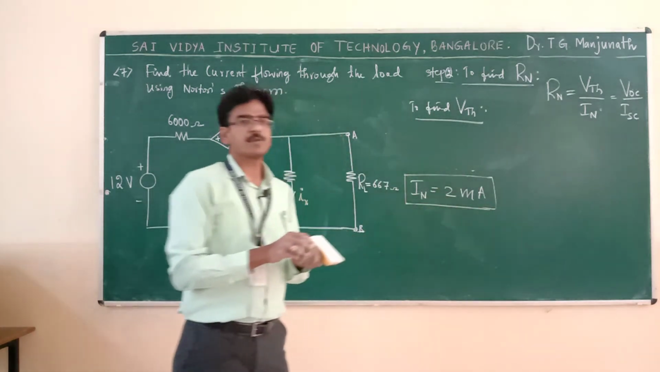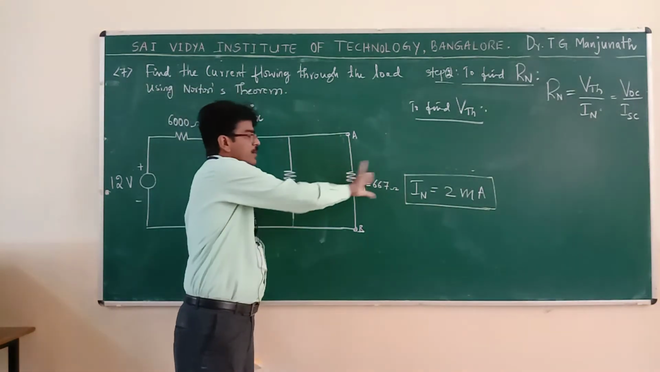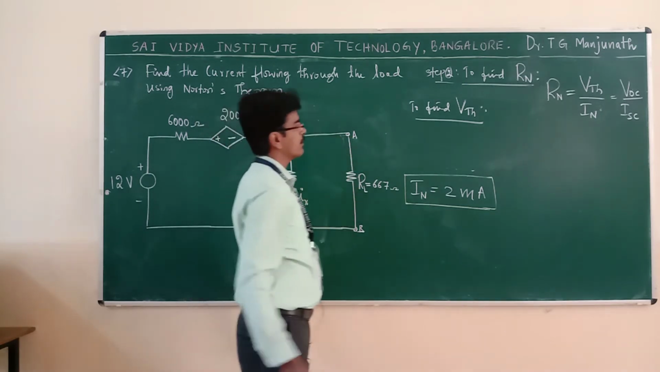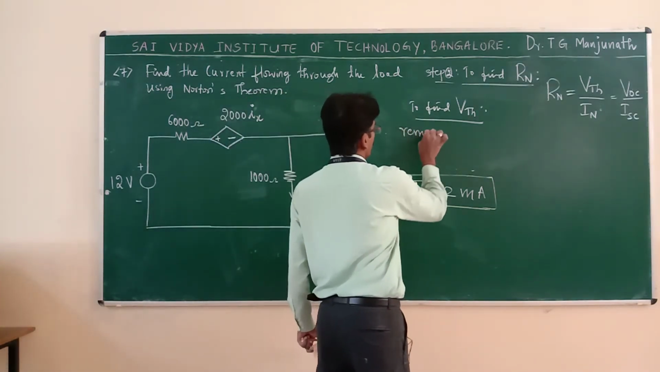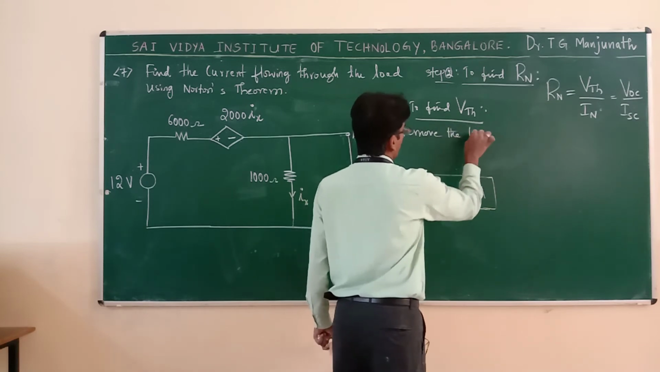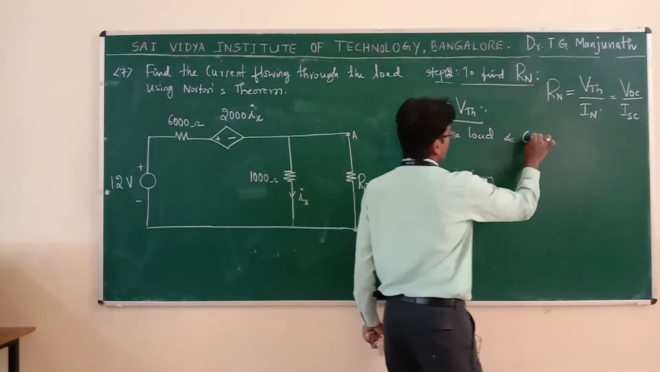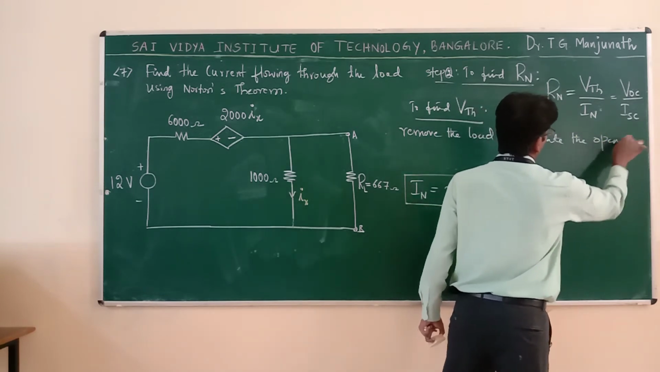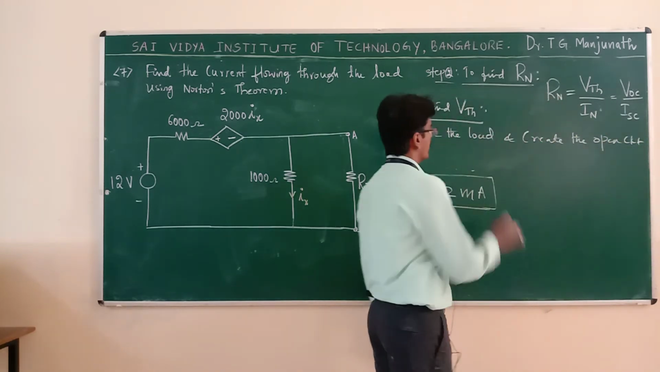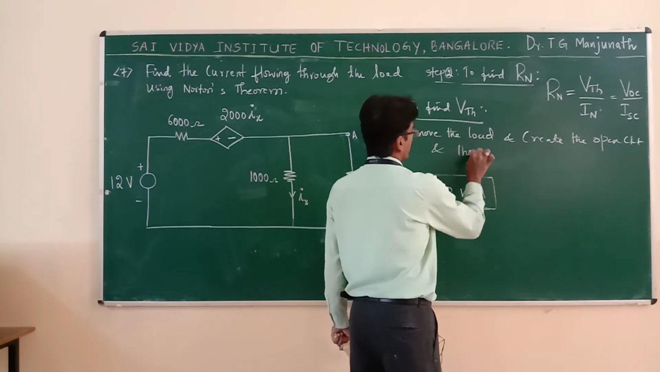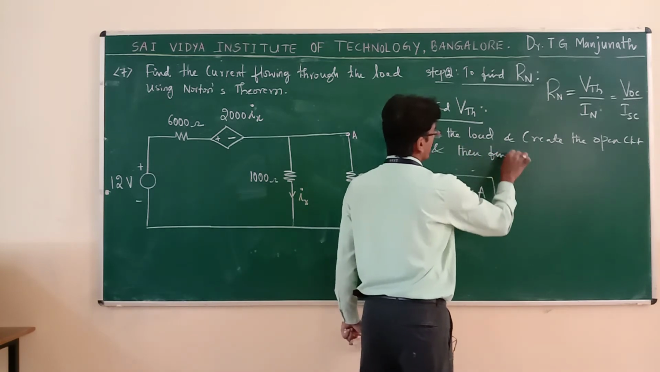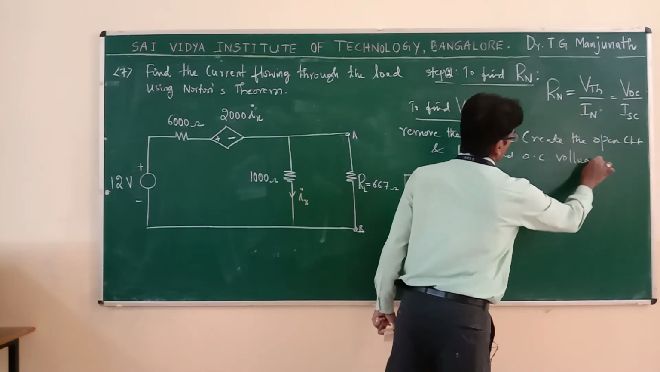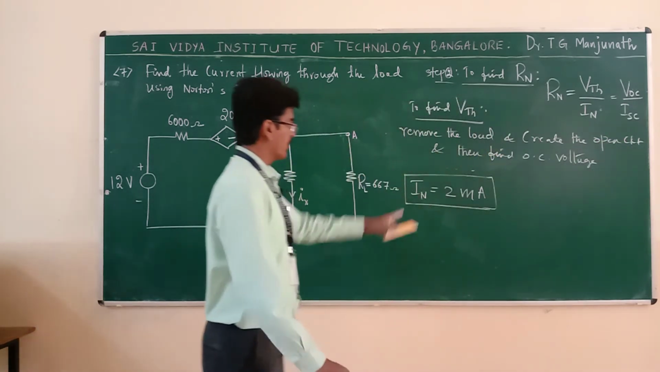V Thevenin, what is the procedure? Remove the load, create the open circuit and find open circuit voltage. So, remove the load and create the open circuit. Create the open circuit and then find open circuit voltage. This is the procedure.